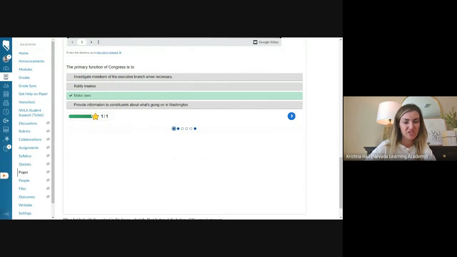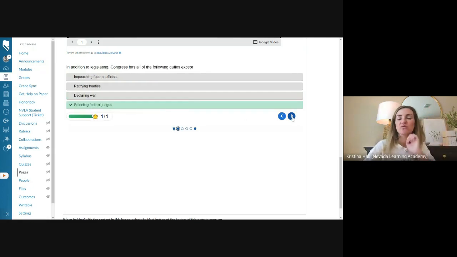The primary function of Congress is to make laws. So when we look at the function of the 3 branches, the legislative branch, their number 1 role is to make laws. They have the power of the purse, which means they control the money, and declaring war. Okay, so they have very clear functions or responsibilities.